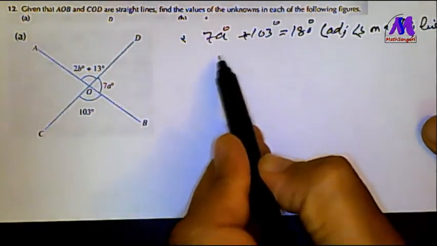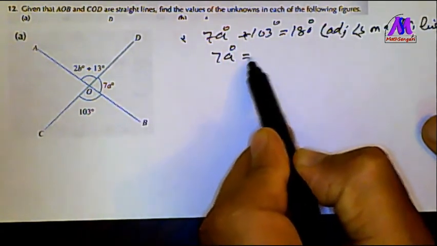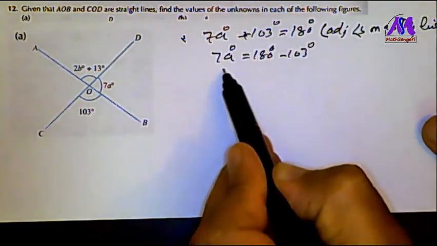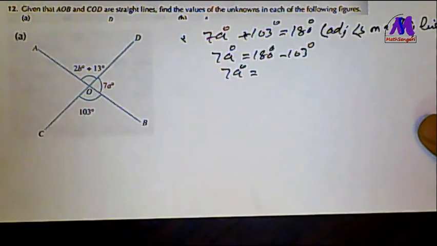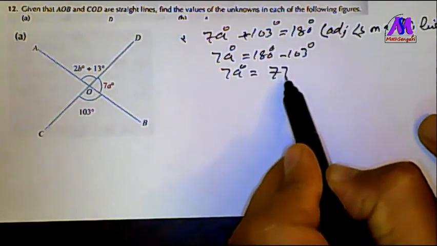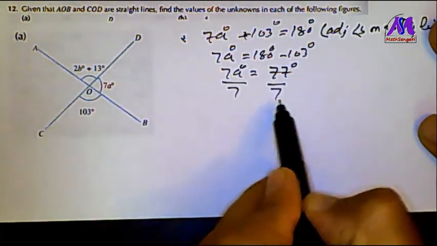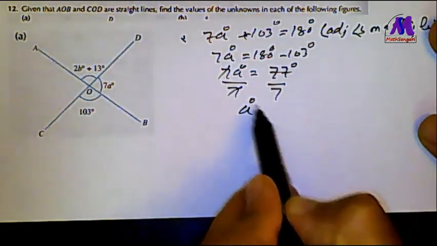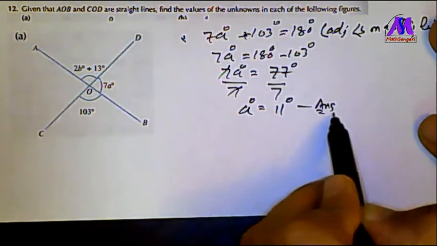So from here, 7a degrees will be equal to 180 degrees minus 103 degrees. When you subtract 103 degrees from 180, you will get 77 degrees. Dividing both sides by 7, the 7 will be cancelled, so a degrees will be equal to 11 degrees, and that will be the answer number 1.